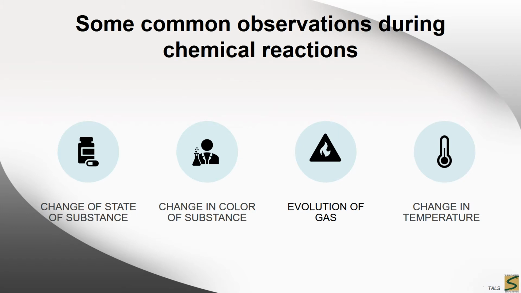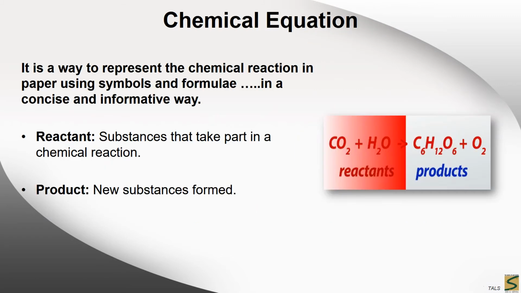Using all the examples explained above, we can come to a common conclusion that these are some of the common observations that take place during a chemical reaction: change of state of a substance, change in color of a substance, evolution of gas, or change in temperature.